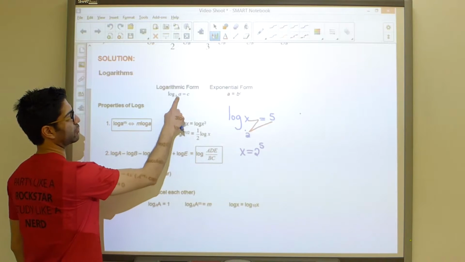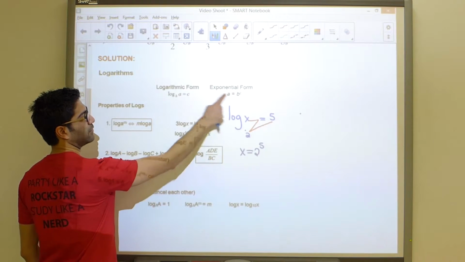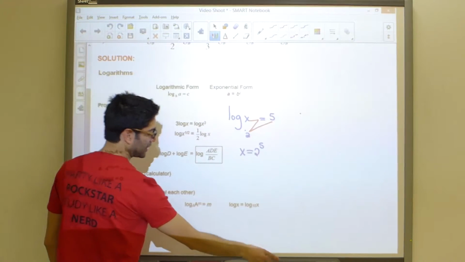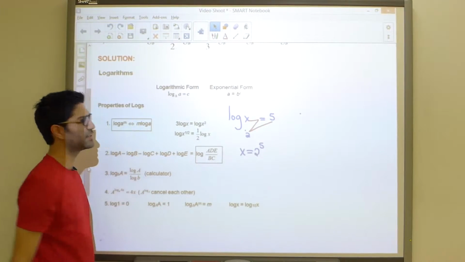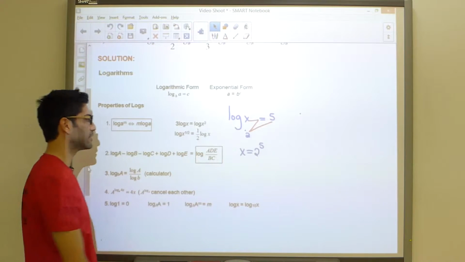And that's essentially what I'm showing here. a equals b to the power of c. So hopefully you guys can understand that. This is something that is important to know for logarithms.